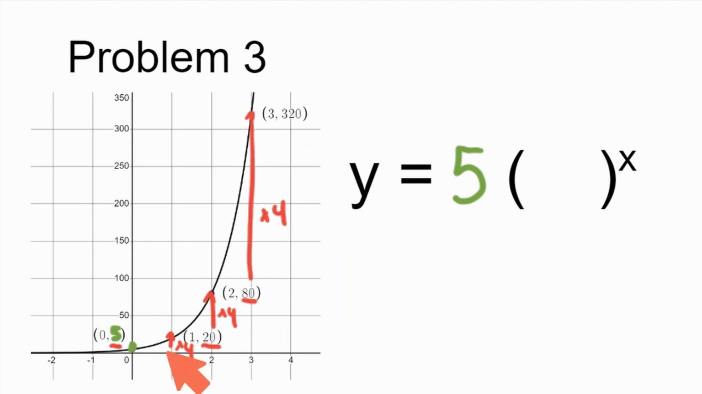So notice that we're repeatedly multiplying by times 4, times 4, times 4. So we know that our base is going to be 4 to the x power, because we're repeatedly multiplying with 4. So we have the equation y equals 5 times 4 to the x.